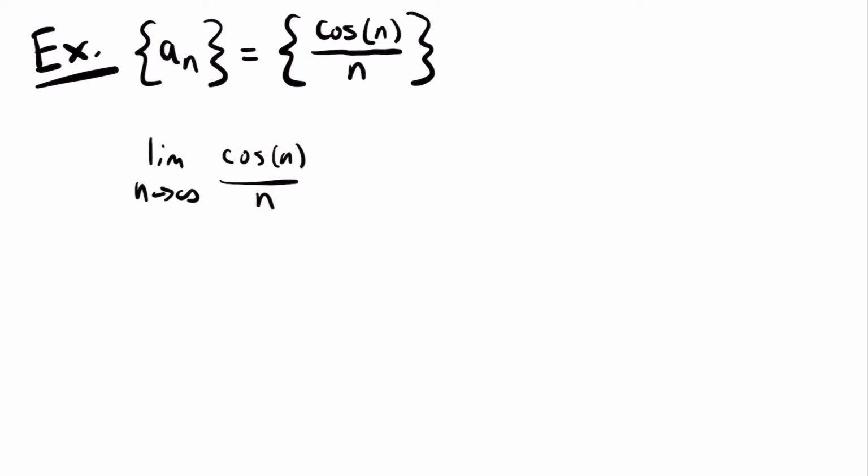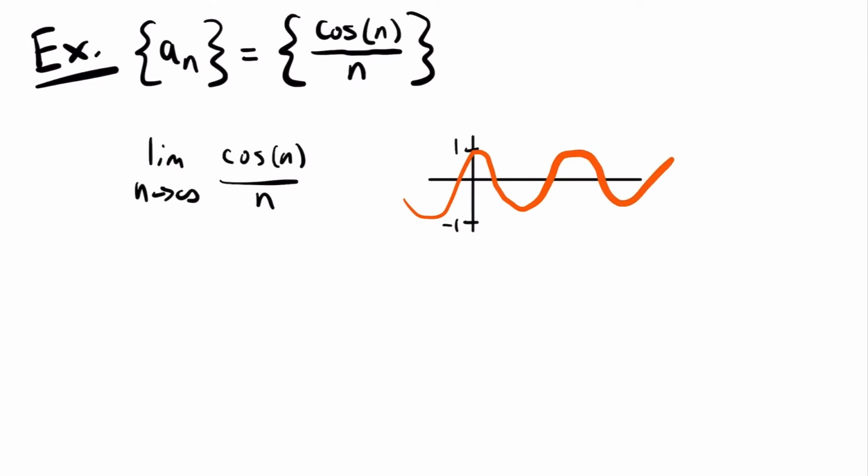Well, in the numerator, we have cosine of n, and as n approaches infinity, something weird is going to happen with the cosine function. If you're familiar with the cosine function, you know that if you were to look at the graph, between the values of positive 1 and negative 1, the cosine function is going to oscillate. It's never going to be larger than positive 1, and it's never going to be less than negative 1. And so because of that, we know the numerator is always going to lie between those values. But what about the denominator? As this n approaches infinity, that whole denominator is just going to increase towards infinity.